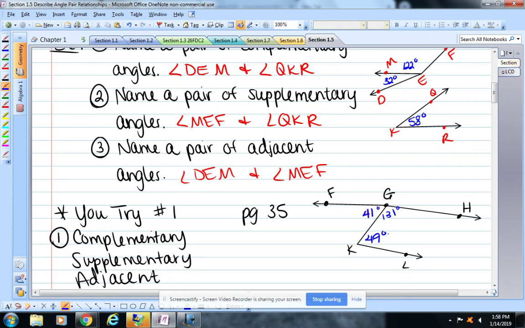Remember, when you're naming an angle, you need how many points? How many letters? 3. Vertex goes in the middle.